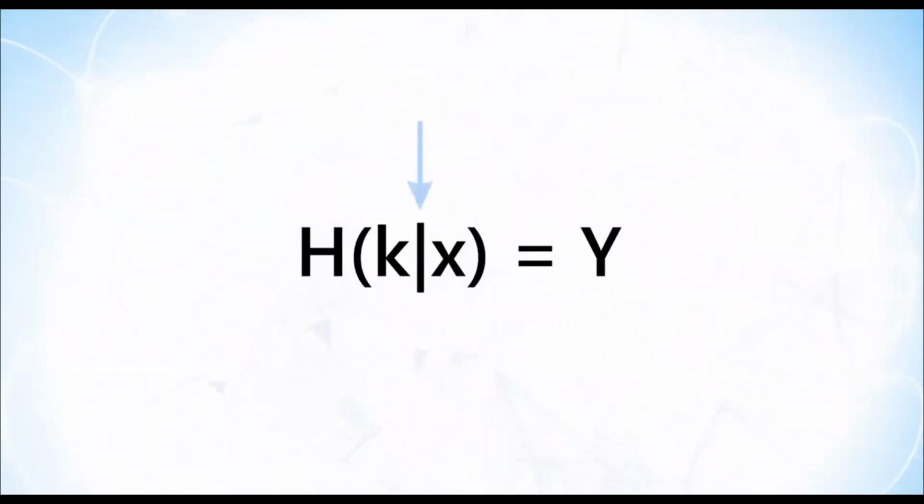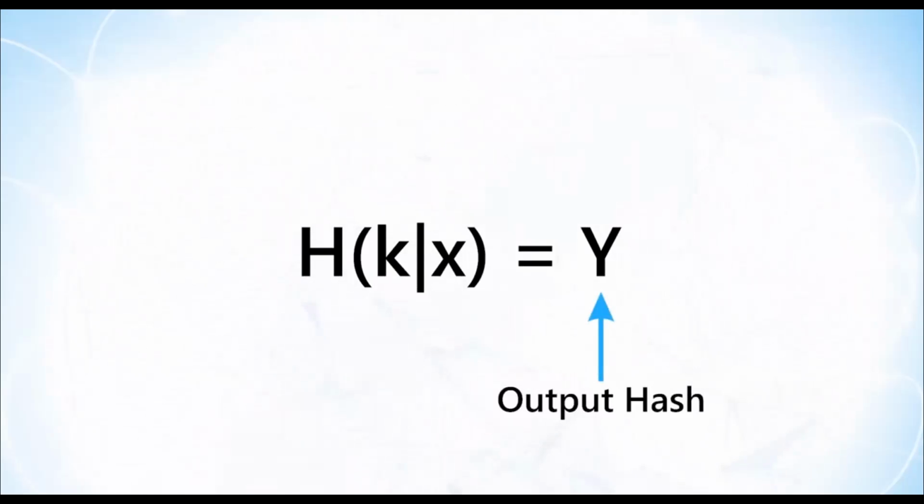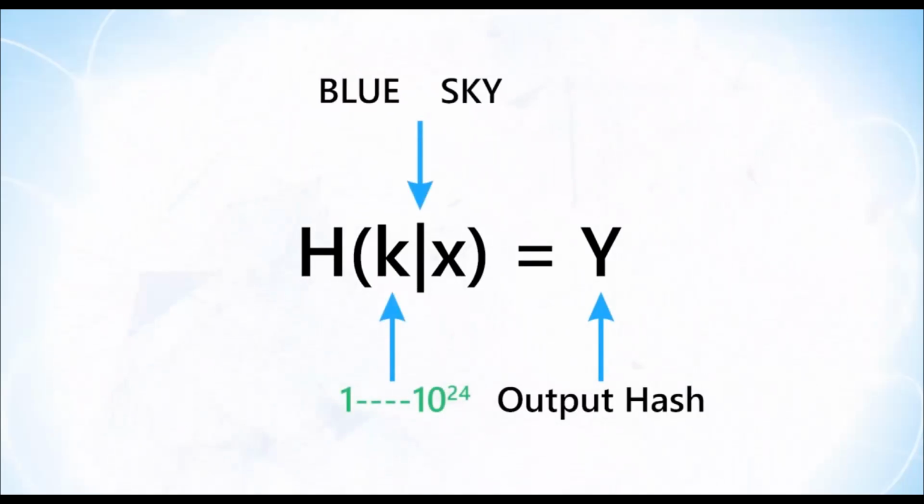This line here denotes concatenation. Concatenation means adding two strings together. If I were to concatenate blue and sky, then the result would be blue sky. So looking at the equation again, given a hash output of y and a randomly chosen point k, it must be infeasible to find an x value such that the combining of k and x will give hash output y.